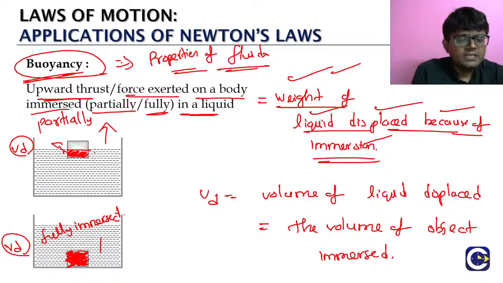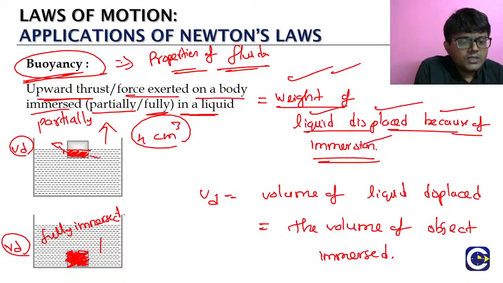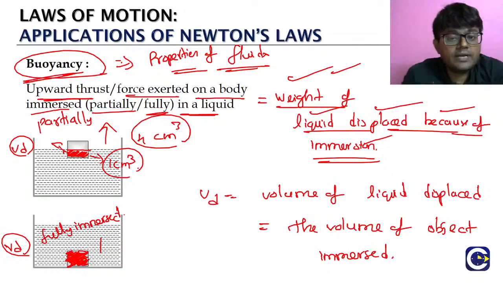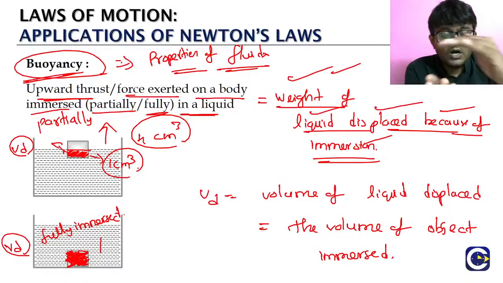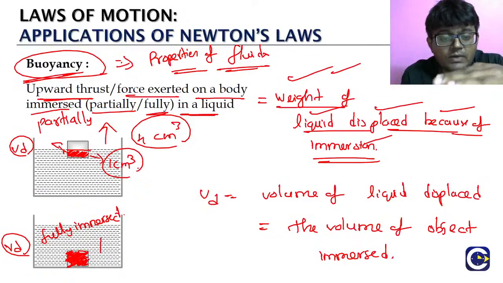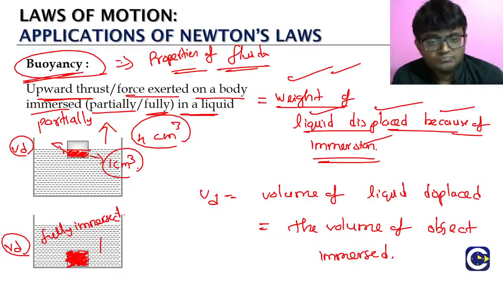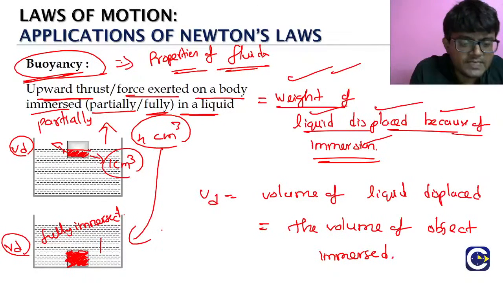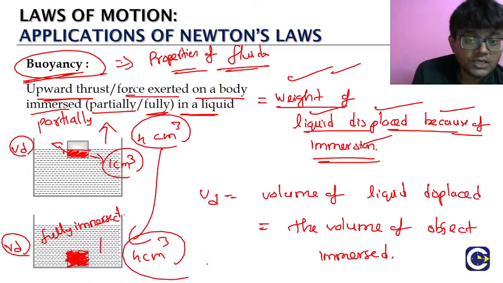Now look, in a particular case, let us say the total object's volume is 4 centimeter cube. If it is just partially immersed, let's say 1 centimeter cube of volume is immersed, then what will Vd be? 1 centimeter cube, because if 1 centimeter cube of the object goes in, that 1 centimeter cube volume of liquid is displaced. But in the second case, the total object is fully immersed. How much is the volume of the liquid displaced in that case? Total 4 centimeter cube.